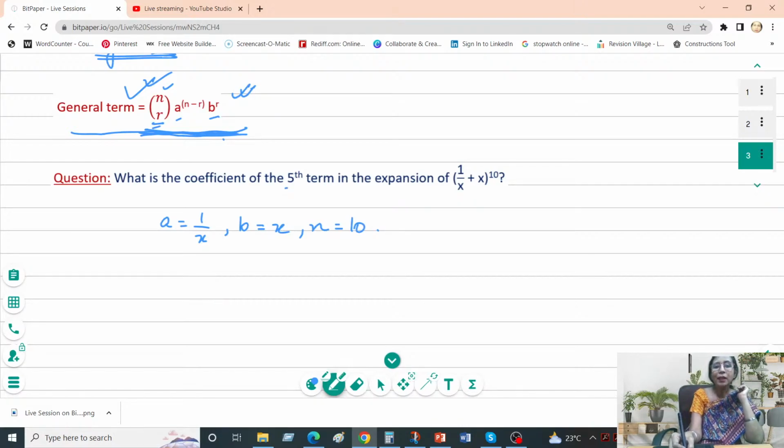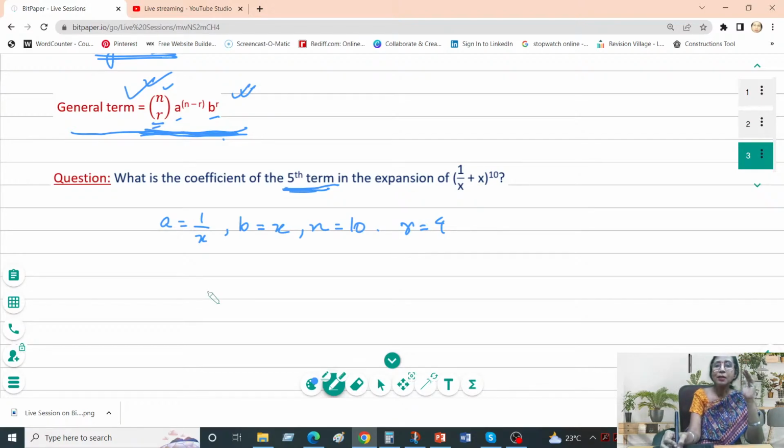Since they have said that it is the fifth term, the first term's r starting value is 0. You have to remember this. Always the starting value of r is equal to 0, not equal to 1. This is a very common silly mistake. For the fifth term, they will be taking the r value as 5. No, because the r starting value is equal to 0. So for the fifth term, the corresponding r value will be 4 and not equal to 5. This is a very common silly mistake. Okay? You have to remember this.